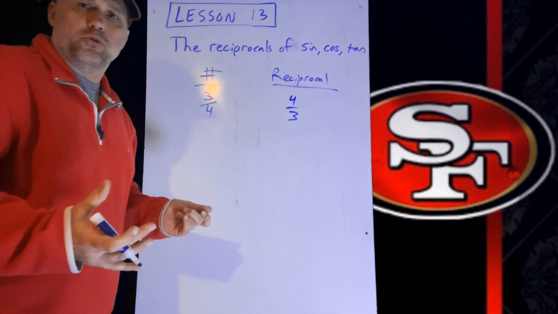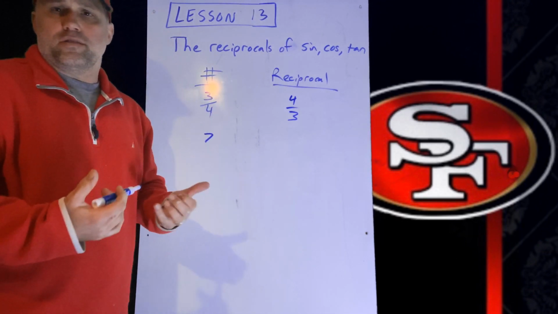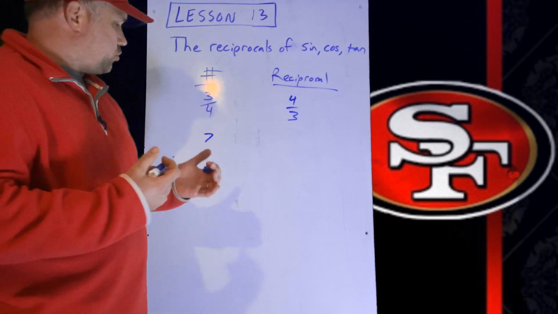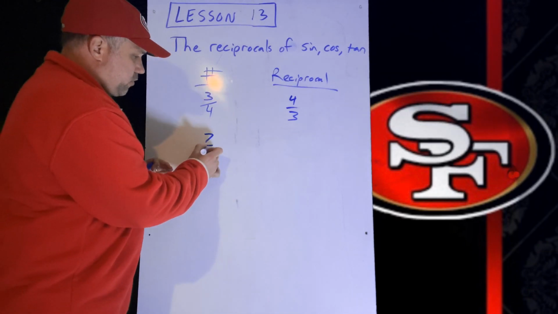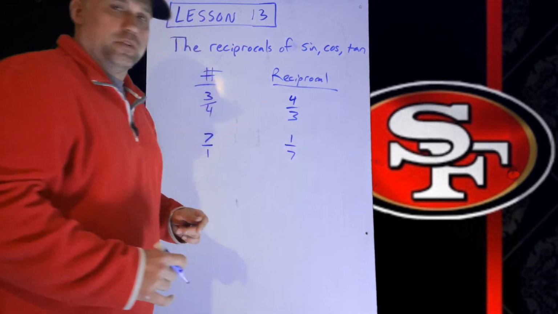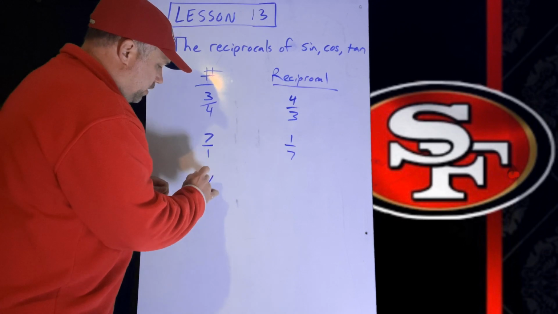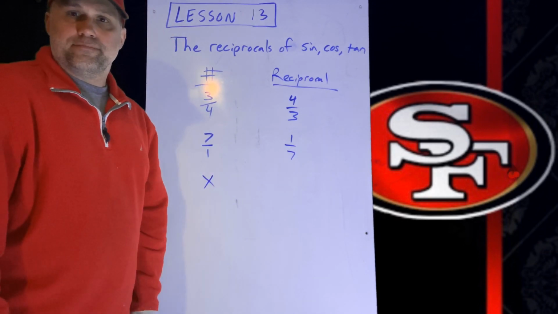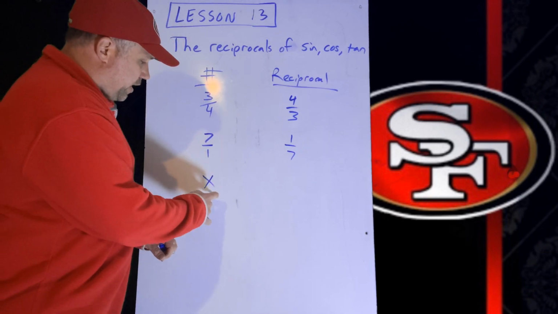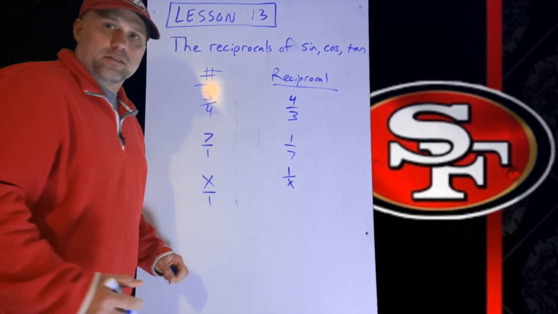What do you do if the number is a whole number like 7? What is 7's reciprocal? You would take the 7 and treat it as 7/1, and then when you flip it, it's 1/7. So that's how that works. What would the reciprocal of x be? Well, x is really x/1, so its reciprocal would be 1/x.